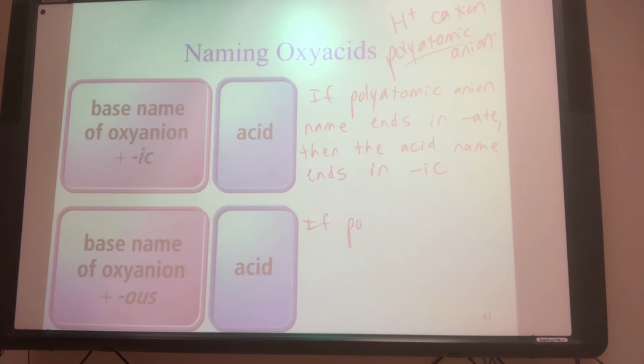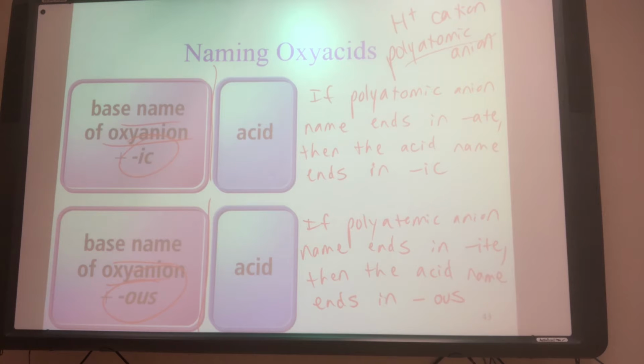If my polyatomic anion name ends in -ite, I-T-E, like nitrite, then the acid name ends in -ous. So it's going to be the base name of my polyatomic ion with -ic, or the polyatomic base name with -ous, and then the word acid. So that's one word, and this is another word.